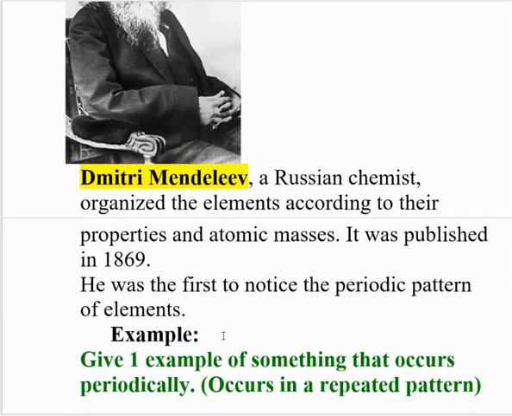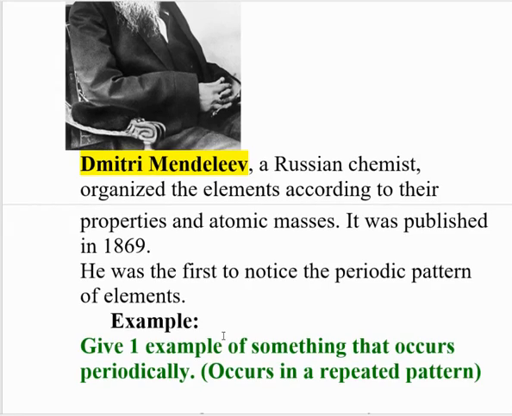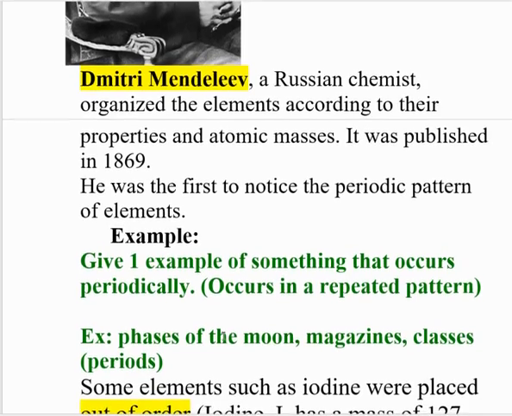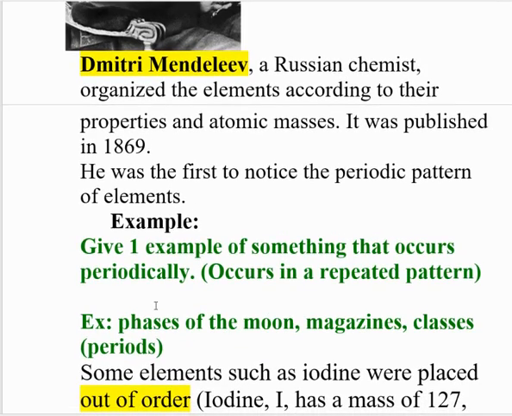Can you give one example of something that occurs periodically? Some examples are the phases of the moon. That's a pattern that happens over and over again, or magazines being released quarterly or monthly. Same thing with your class periods. You go to periods 1, 2, 3, and then 4, 5, 6, and then on alternating days, you repeat that pattern over and over again.